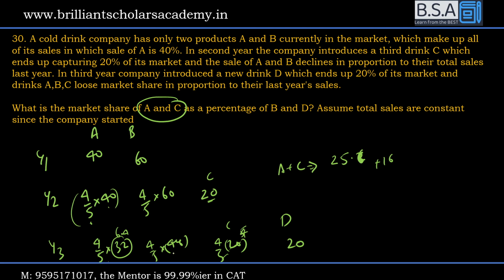What is share of B and D? Look at this. This is equal to how much? This is 48 into 4, 192 upon 5, which is 38.4, plus 20. This is share of B and D. We want to know A and C is what percentage of B and D. So you have to simply multiply by 100 now. 41.6 is how many percentage of 58.4?